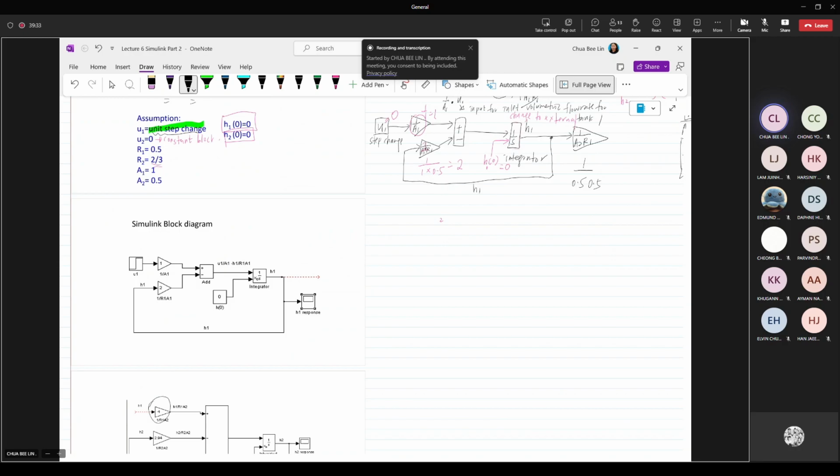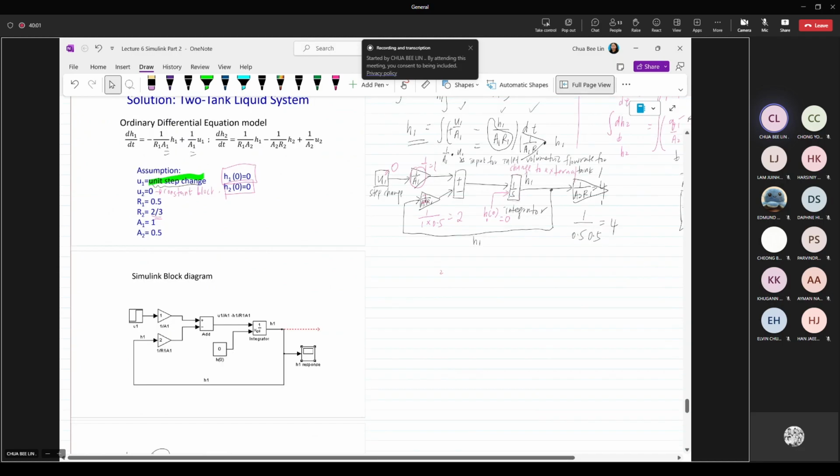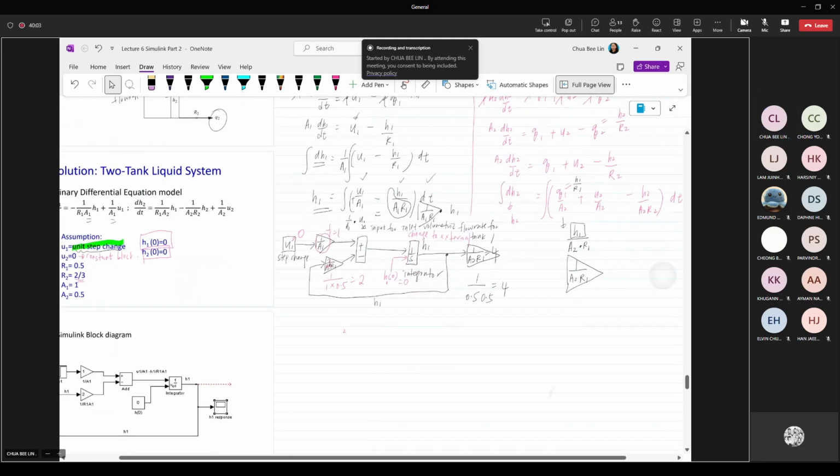I think this one maybe they calculated wrong already, maybe later. So it's 1 over 0.5, then divide by 0.5. Yeah, correct. So this one should give you 4. So in your solution, you should be able to include 1 over A2 R1, then you do some calculation over here and it equals 4. Okay, so we already solved this part.